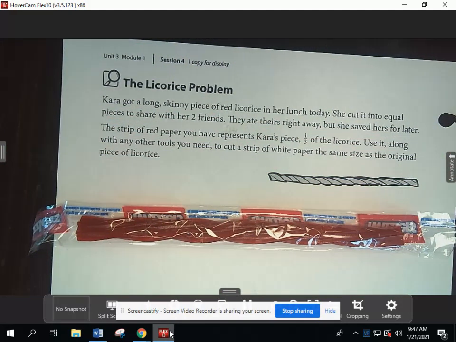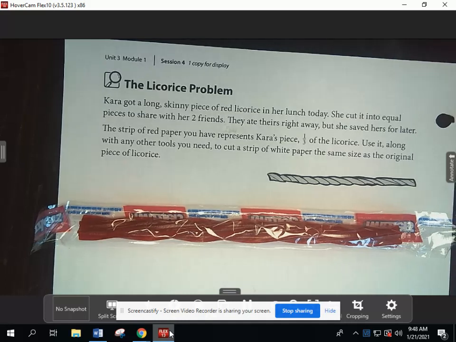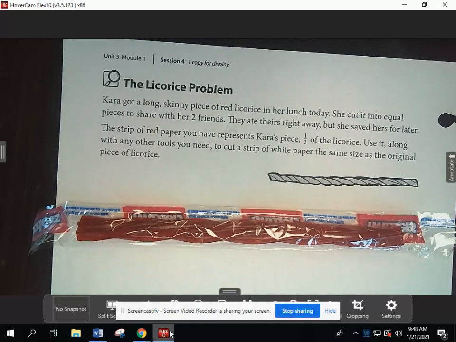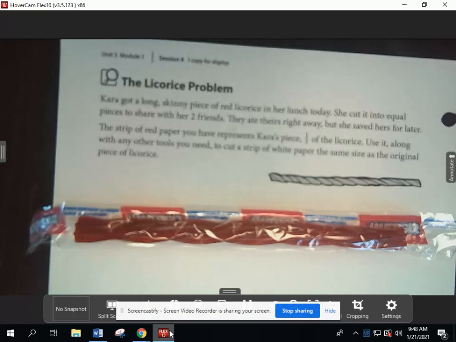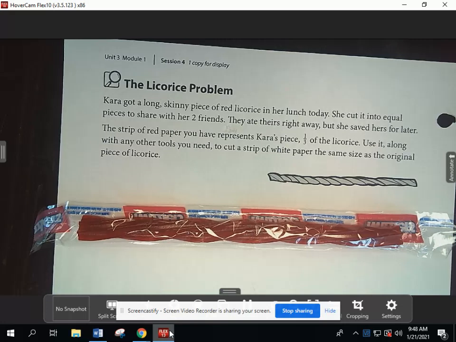It says, Kara got a long, skinny piece of red licorice in her lunch today. She cut it into equal pieces to share with her 2 friends. They ate theirs right away, but she saved hers for later. The strip of red paper you have represents Kara's piece. If Kara had her 1/3 piece of licorice, use it along with any other tools you need to cut the strip.